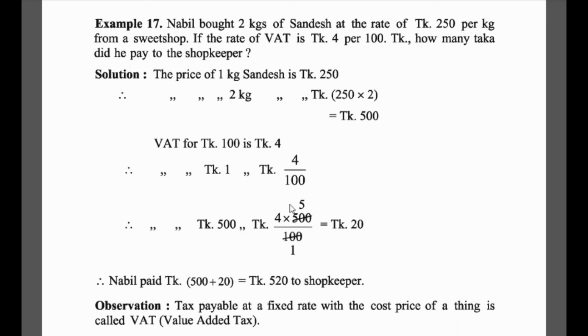So how much does he have to pay totally? Nabil paid taka totally 500 plus 20. The price of 2 kg is 500, and the VAT on 500 taka is 20. So he has to pay 500 plus 20. It's written here, 500 plus 20. So taka 520 he did pay to the shopkeeper. That's it. It's example 17. I hope it's very easy for you.